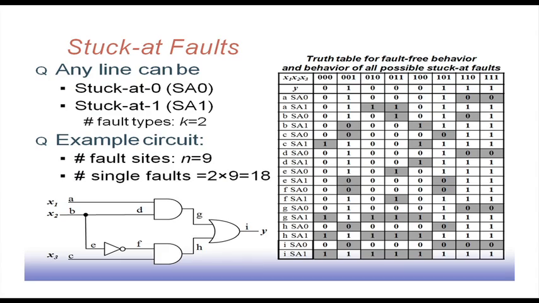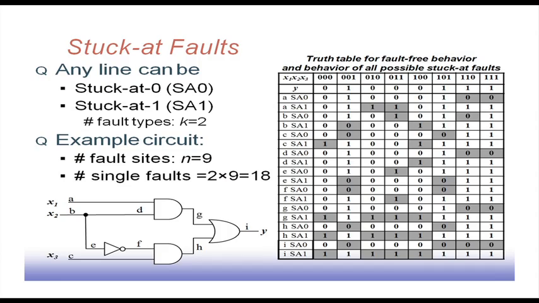Next we will discuss stuck-at faults. When a line is stuck at a particular value in a digital circuit, naturally this stuck-at value can be stuck at 0 or stuck at 1. So, it is taken as the line being permanently 0 or permanently 1.